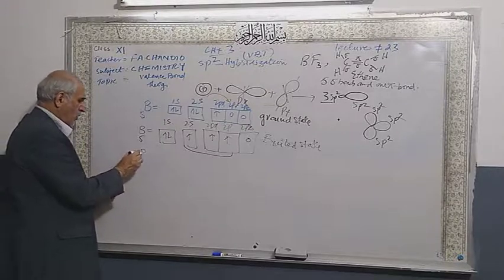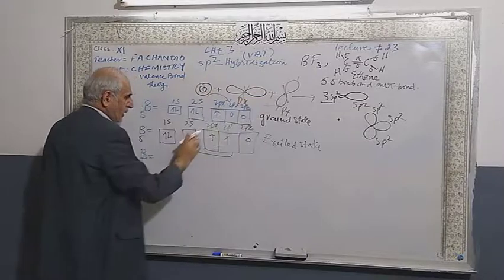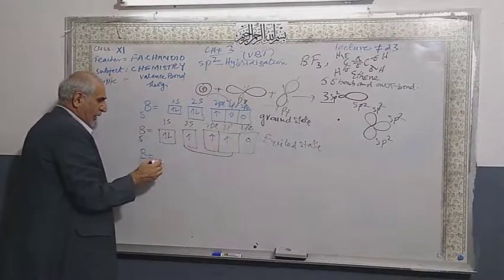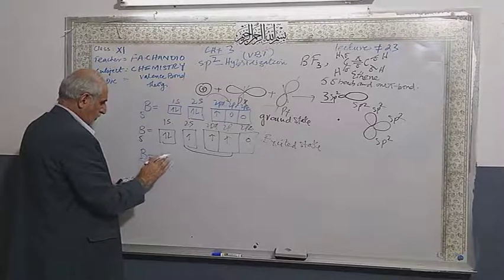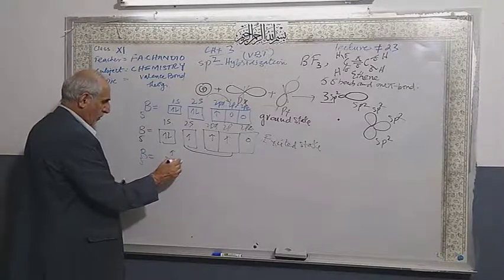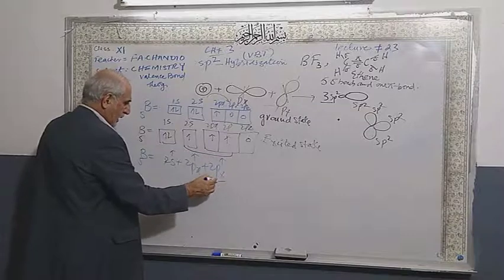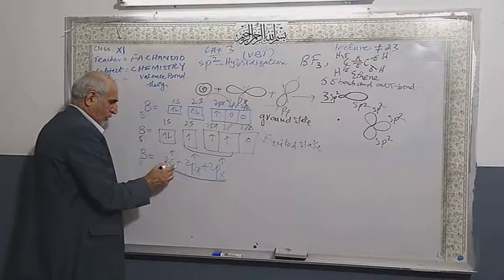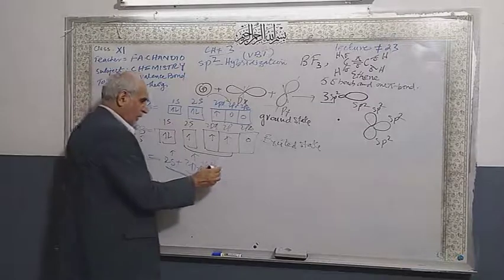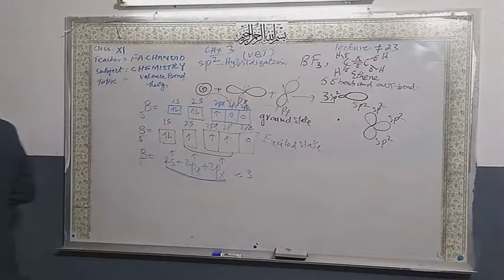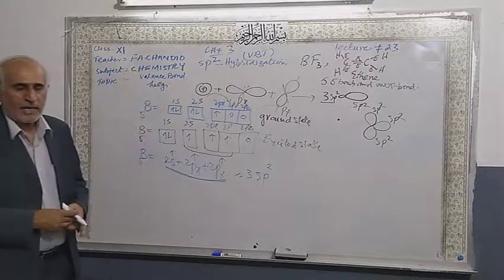So that's why boron 5, 1s and 2p, according to this, they are going to intermix. So 2s1 plus 2px1 plus 2py1, they are intermixing with a 1 and 2 ratio. So they give 3 sp2, sp2 hybridization.